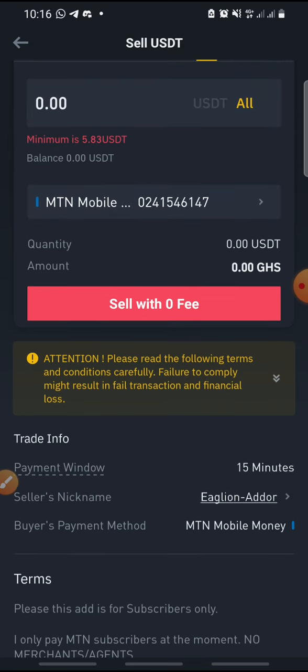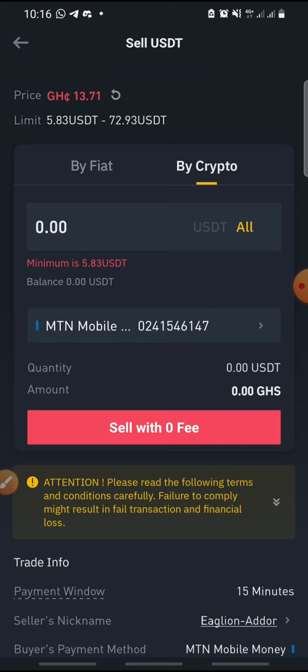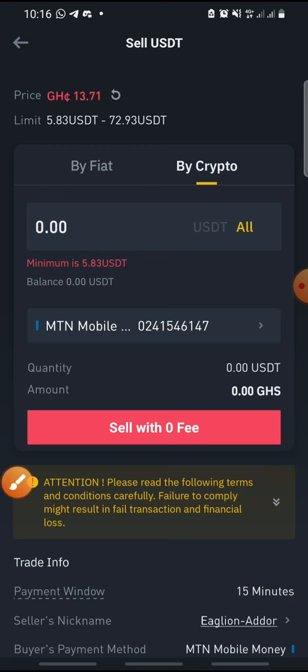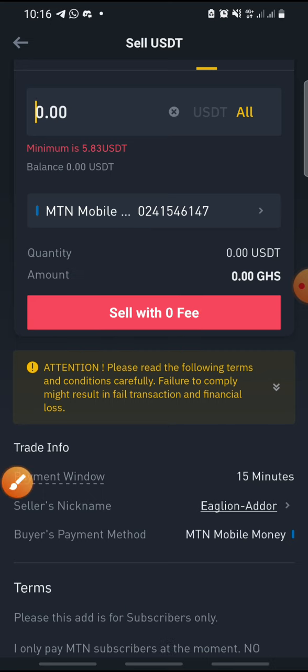And Binance itself is warning you that, attention, please read the following terms and conditions carefully. Failure to comply might result in failed transaction and financial loss. So this is the term and condition that Binance is asking us to read. Once I push the button, the sell button, this button, this very one. Once I push it, then the smart contract takes action.